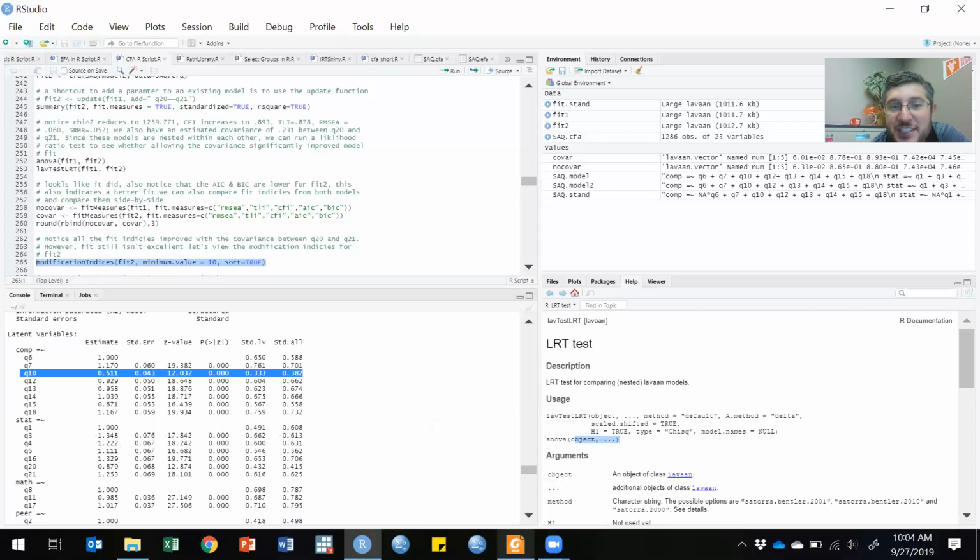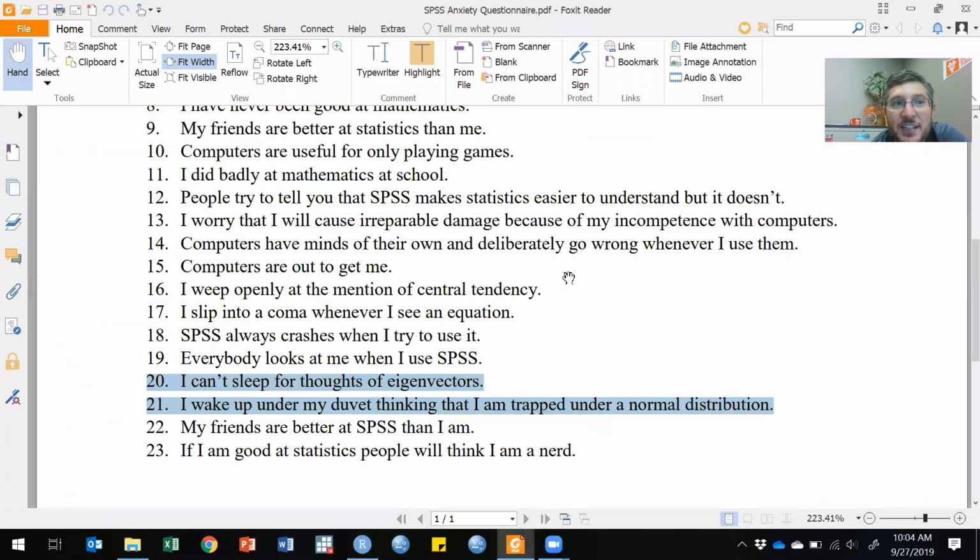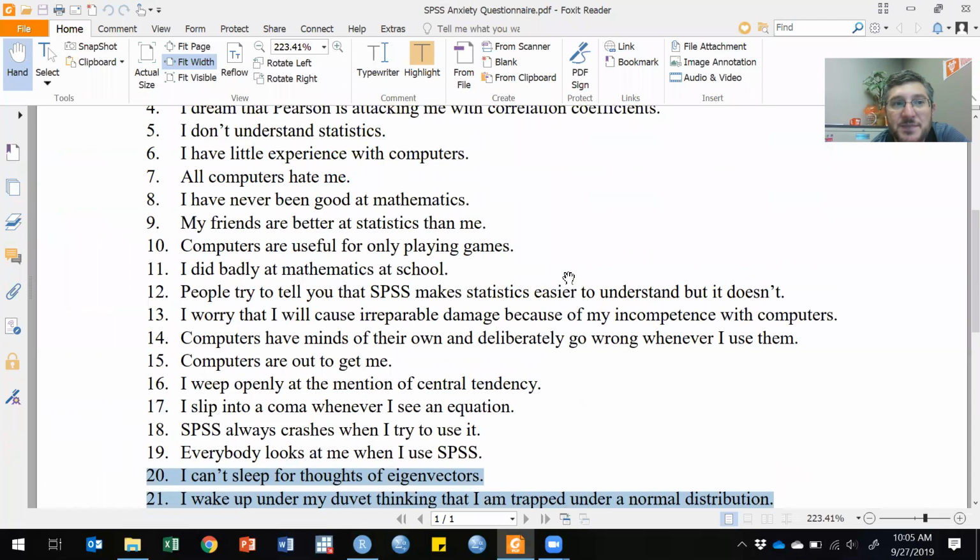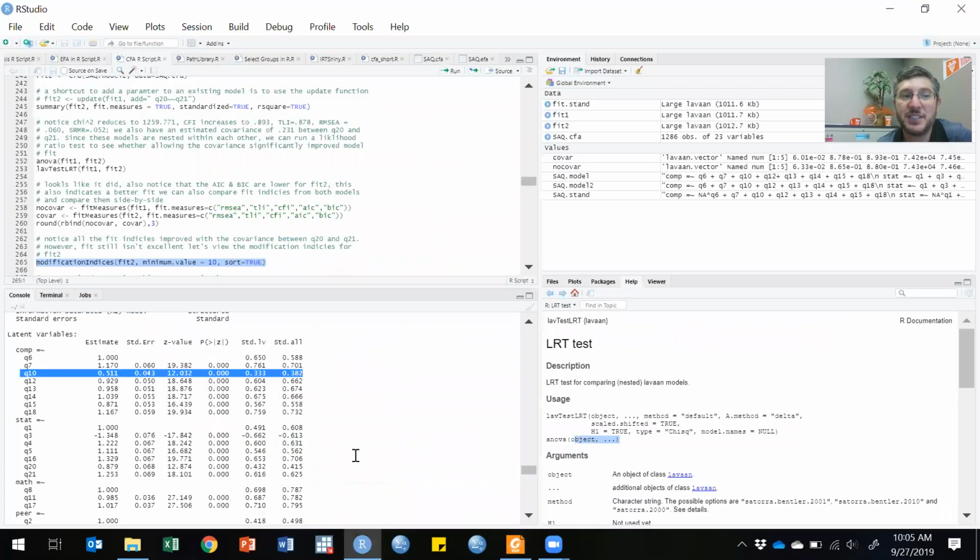So let's look at questions 6 and 7. I have little experience with computers. Computers hate me. We want to think about, does that really make theoretical sense to go with these other items? Does the scale still make sense without it? These are just different questions that we want to ask ourselves.